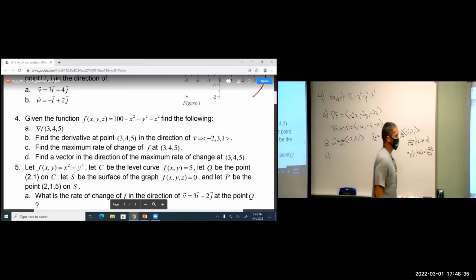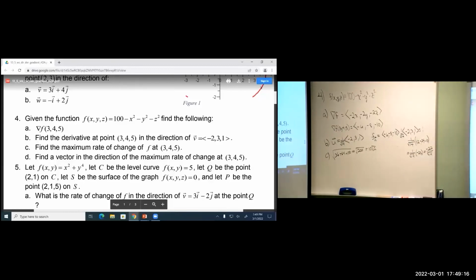C, find the maximum rate of change at 3, 4, 5. What do I need to do? What gives me the maximum rate of change? The magnitude of the gradient. So the maximum rate of change is going to be the square root of, because you're squaring them, you don't have to include the negatives, but what do we have? 36, 64, and 100. So square root of 200, which is 10 square root of 2. That's it. We're done.